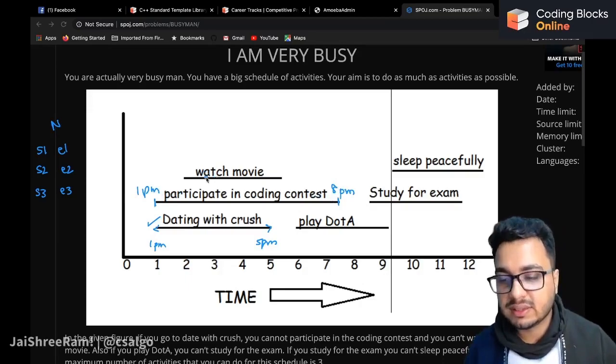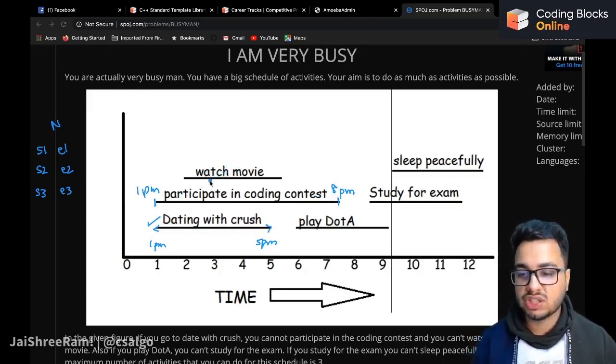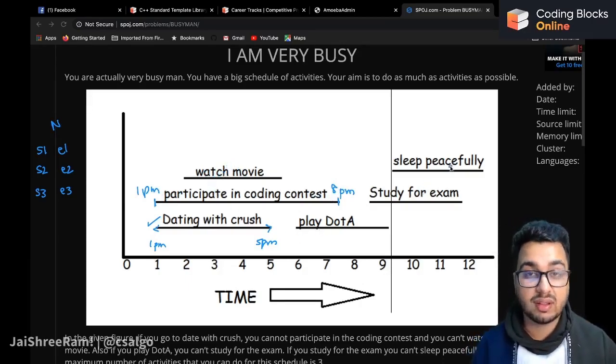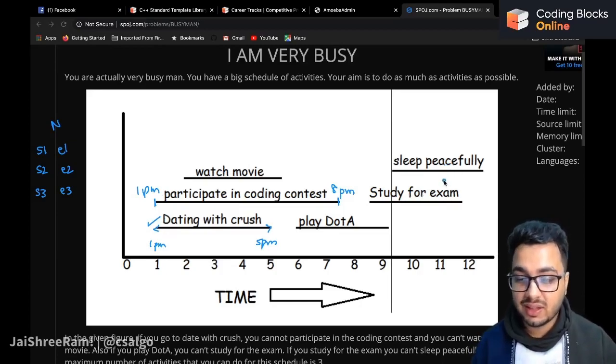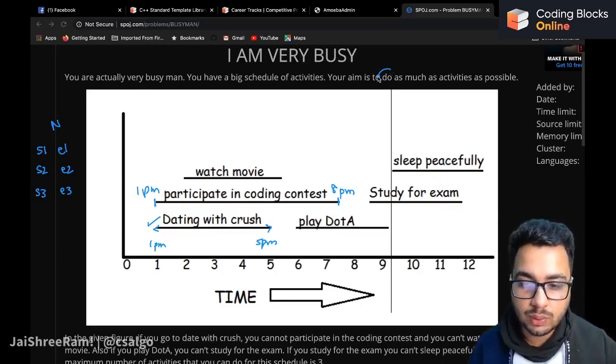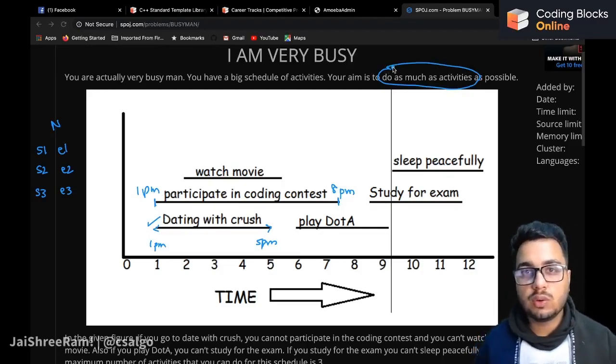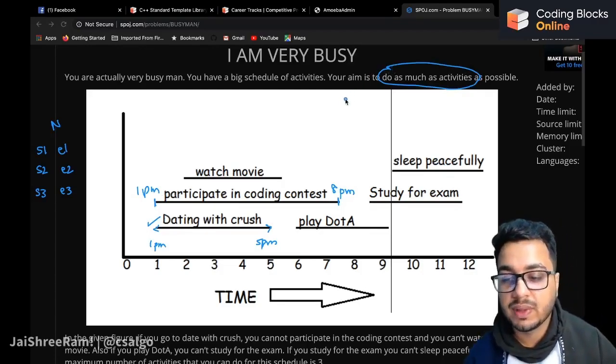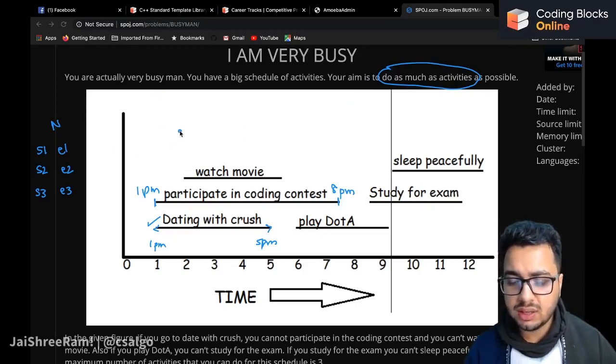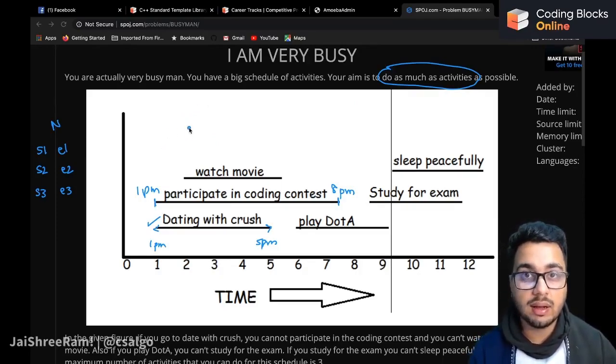So similarly, there are other activities like watching movie, play Dota, study for exams, sleep peacefully, and so on. Your goal is you want to do as much activities as possible. So how are you going to approach this problem, you have to think. Generally you need some criteria to pick an activity.